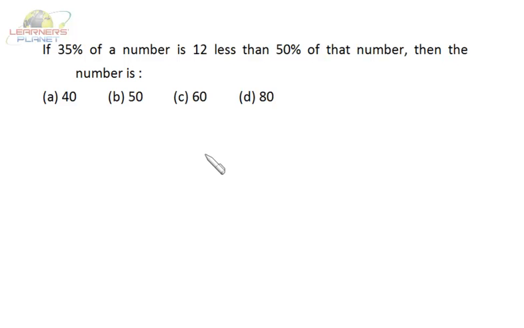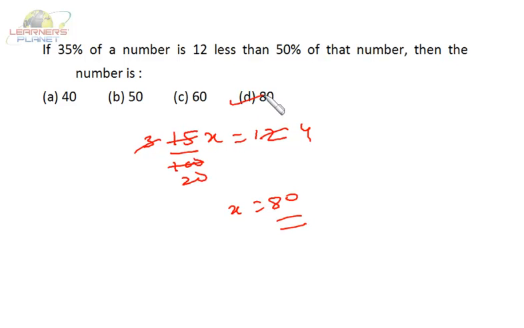Further, a simple problem. If 35% of a number is 12 less than 50% of that number, that means 50% of x minus 35% of x is 12. That means precisely 50 minus 35, that is 15% of x is 12. Okay, that means x is equal to what? Must be 80. Okay, very simple.